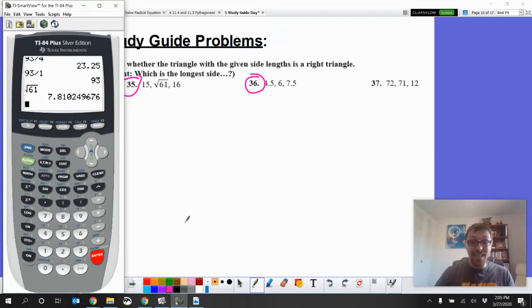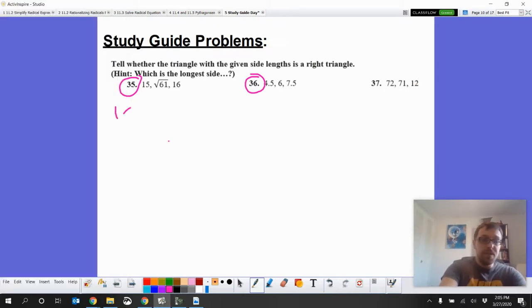I might be sneaky. Like you can look at this one over here, you might be tempted to say that 12 is C. No, 72 is C. So we want to see if 16 squared equals 15 squared plus the square root of 61 squared.